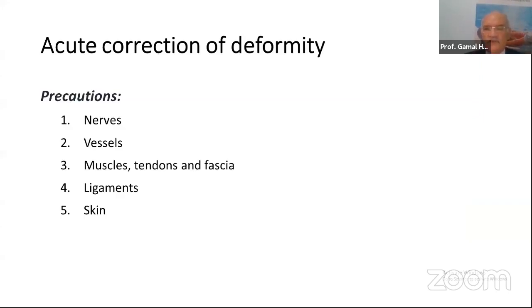During correction of the deformity, there are precautions. You have to take care of the nerves, the vessels, muscles, tendons, fascia, ligaments, and the skin. You have to respect the soft tissue. It's very important.